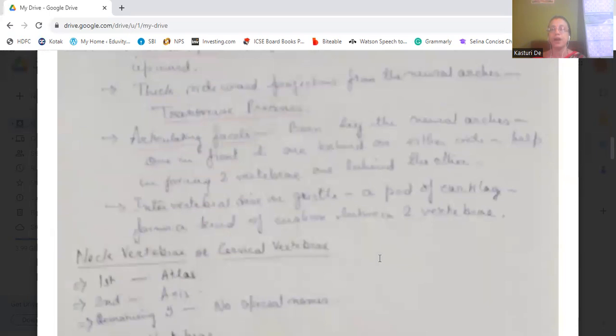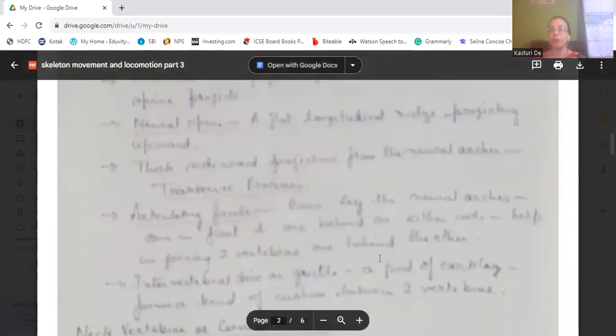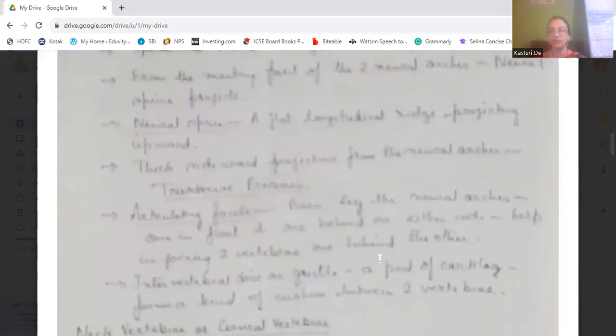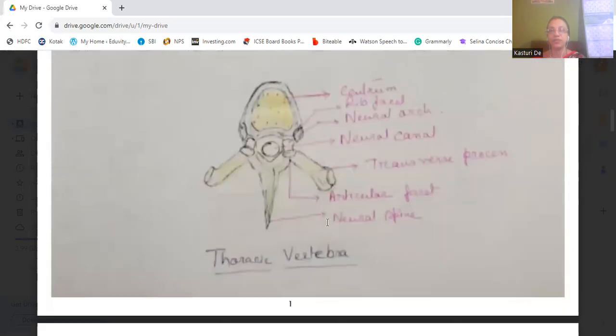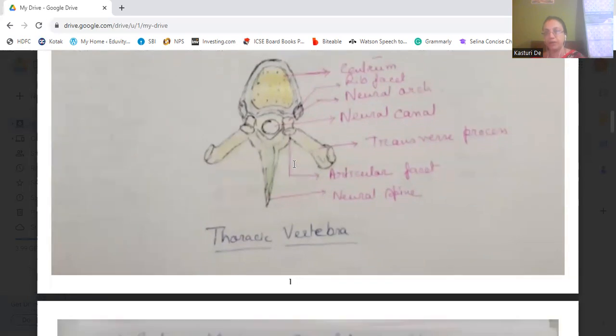Then the articulating facets are borne by the neural arches, one in front and the other behind, on either side, for joining two vertebrae, one behind the other. So these two are the articulating facets, one behind the other, so that the vertebrae can join one behind the other.